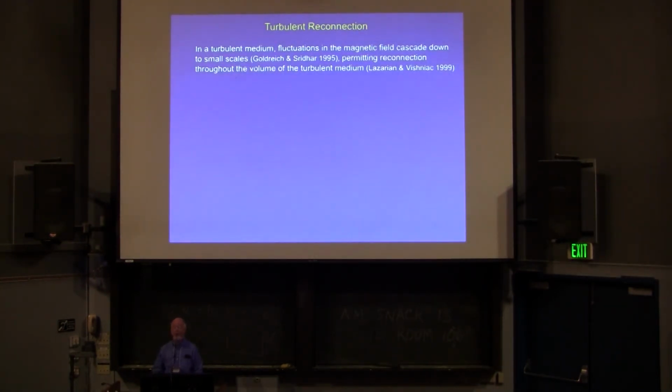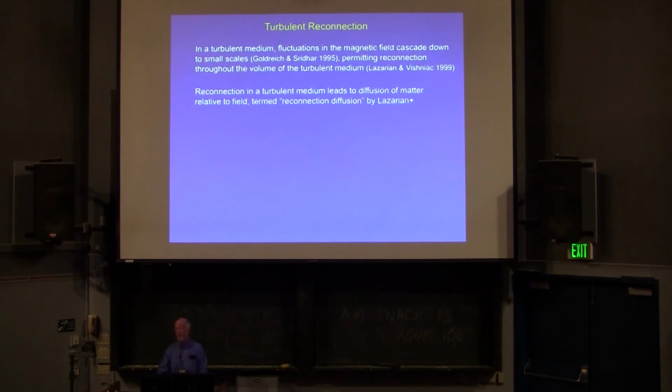Now, in turbulent reconnection, though, you can get around that. In a turbulent medium, the fluctuations in the magnetic field cascade down from large scales to small, and this was worked out in a theory by Goldreich and Sridhar. And then Lazarian and Vishniac showed that using this idea, you could essentially get a reconnection occurring throughout the volume of a turbulent medium. That changes things qualitatively. So Lazarian has suggested that this volume-filling reconnection can lead to diffusion of the matter relative to the field. So in a way, you are now violating ideal MHD because you cannot get reconnection in ideal MHD.